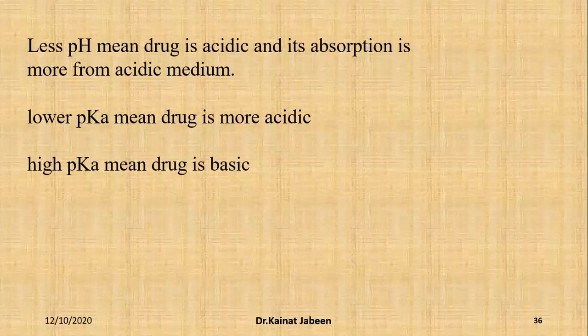Okay, we are talking about the acidic and the basic drug. If the pH is less, it means the drug is acidic. We all know that if the pH is below 7, then the drug is acidic in nature. And if the pH is more than 7, it means the drug is basic in nature. So when the pH is less, the drug is acidic, so its absorption is more from acidic medium. Why? Because when the acidic drug is dissolved in the acidic medium, it is not going to be ionized. It will remain in unionized form.